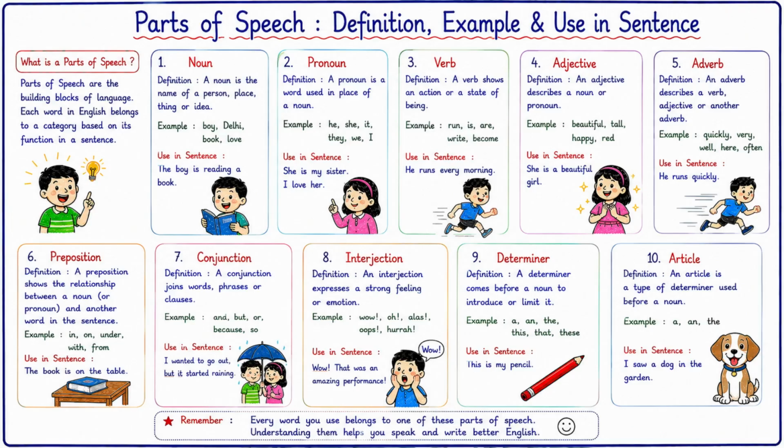Finally, let's discuss articles. Articles are words used before nouns. In English, the three articles are a, an, and the. For example, I saw a dog in the garden. The word a is an article. We use an before a vowel sound, as in an apple or an interesting book.